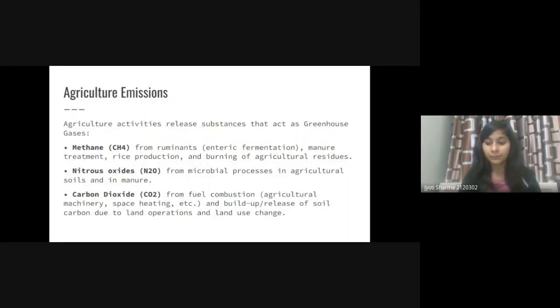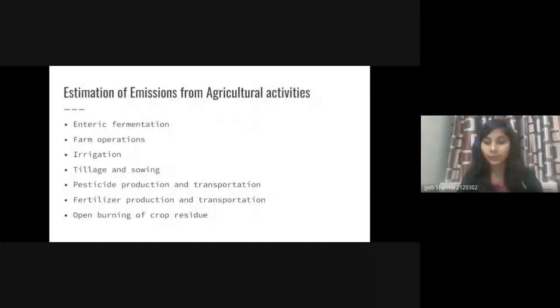Then the gases that are released are methane, which we already talked about, nitrous oxide, which we already talked about, and carbon dioxide. Carbon dioxide is not as harmful as methane and nitrous oxide. But yes, if carbon dioxide is in larger quantity, then obviously it will have a huge impact on your climate. Whenever you are calculating how much emission you have from agricultural activities, there is a list of activities by which there will be emission of, let's say, greenhouse gases or different pollutants.